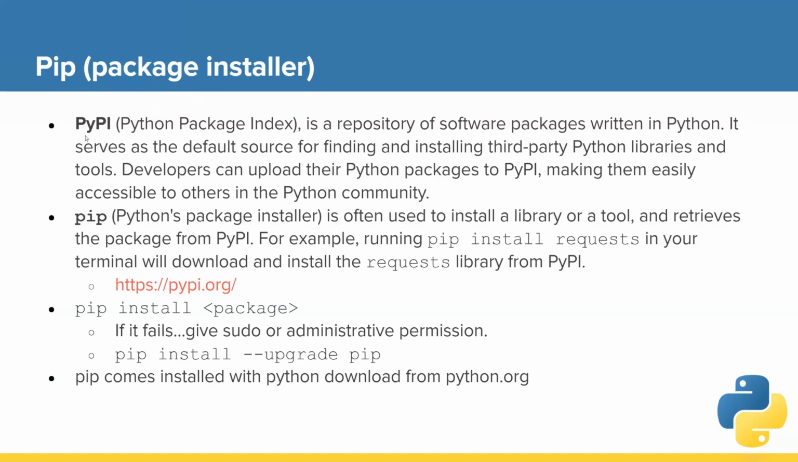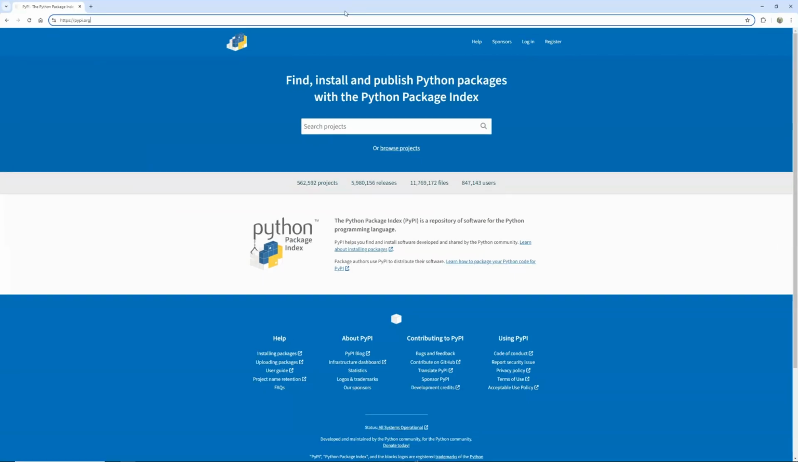So PyPI, we'll talk about that for a second, and then we'll talk about pip. But PyPI is the Python Package Index, which is a repository of these modules written in Python. And that's where most of these third-party sources of code can be found. Developers, including yourself, can upload these packages to PyPI and make them accessible to other people. So let's take a look at PyPI.